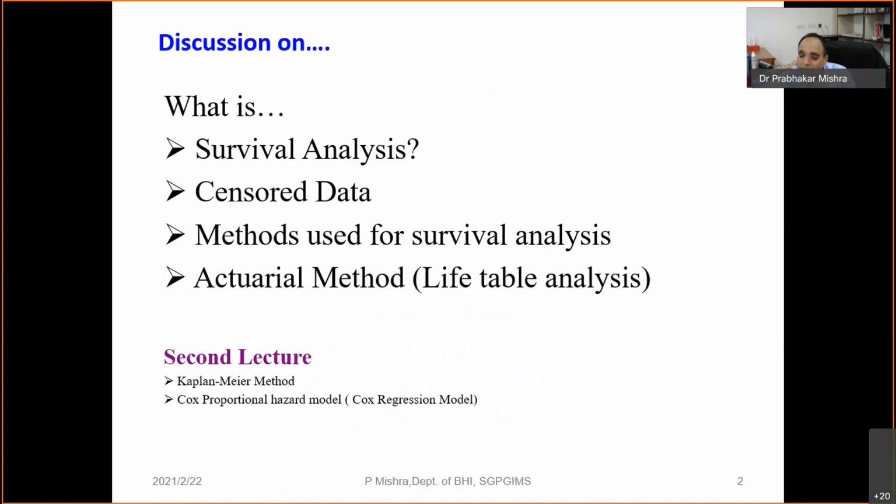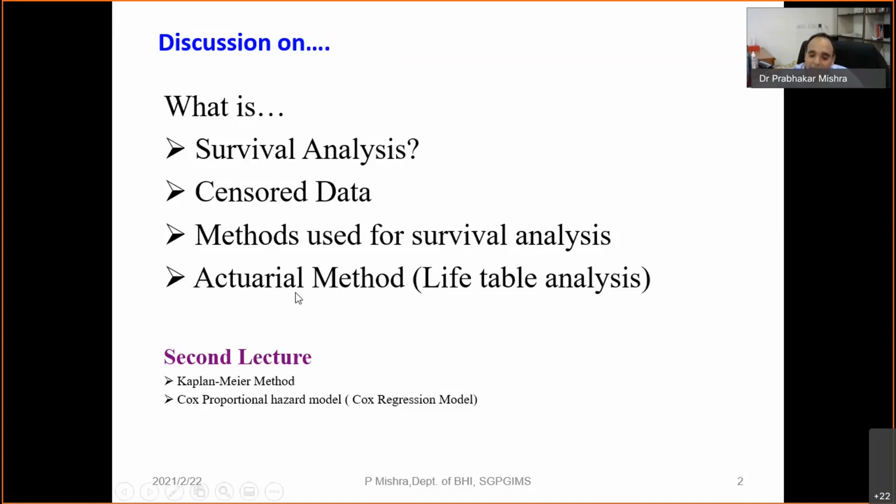When we are talking about survival analysis, it is very clear: we are going to analyze data in which follow-up is included. Follow-up must be available. Without follow-up of the data, survival analysis is not possible. So this topic is used for such data in which follow-up is available.